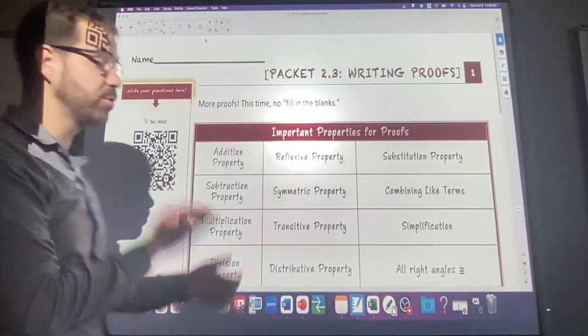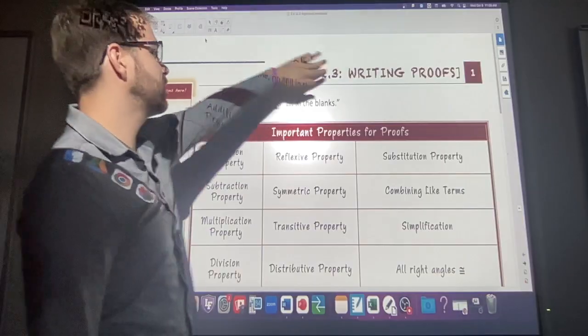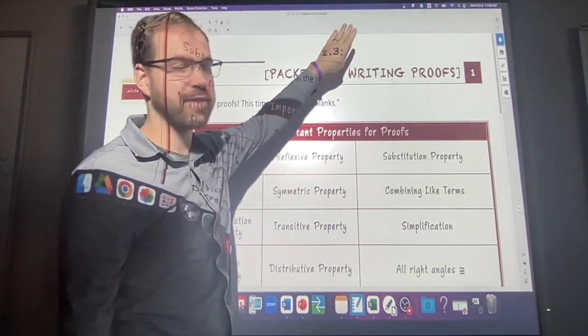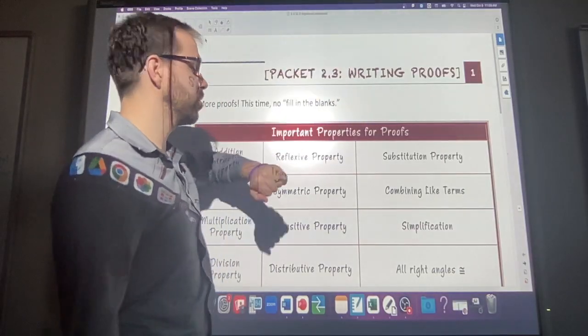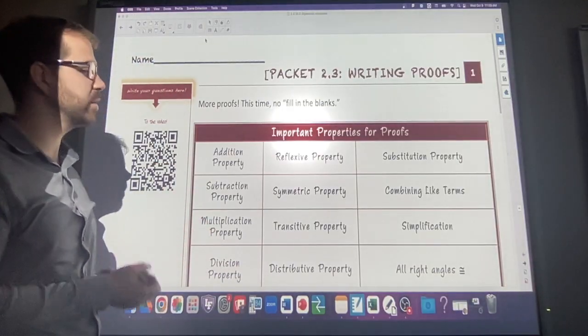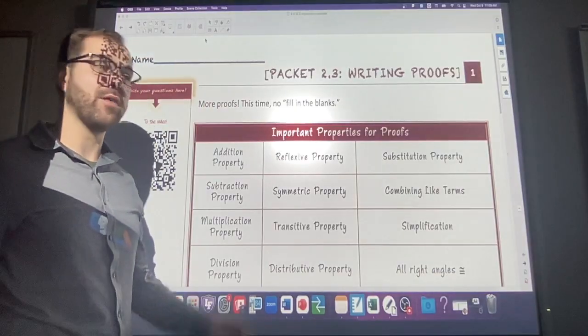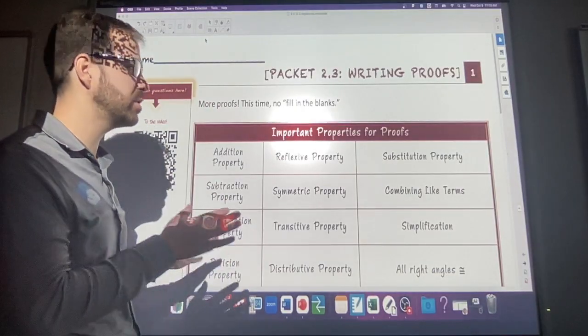Okay, so we got 2.5 today. Talk more about proofs. And I know this says 2.3. Ignore that. It's really 2.5. Let's say 2.5 on yours. At least it should. So you need a note sheet. And for your note sheet, we're going to be going through all the properties that we're going to use for proofs. We've covered most of them, actually, but there's some new ones that have to do with geometry.